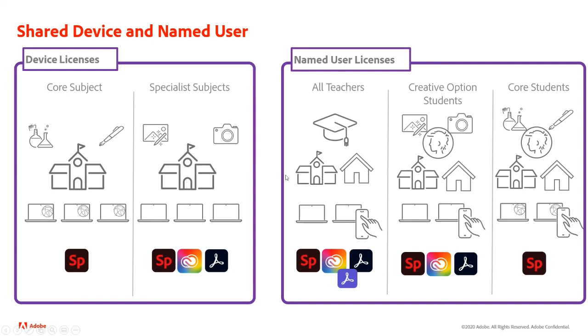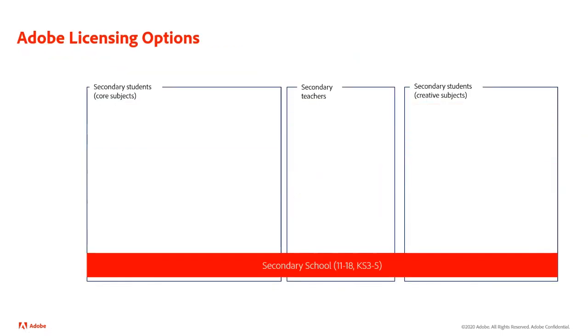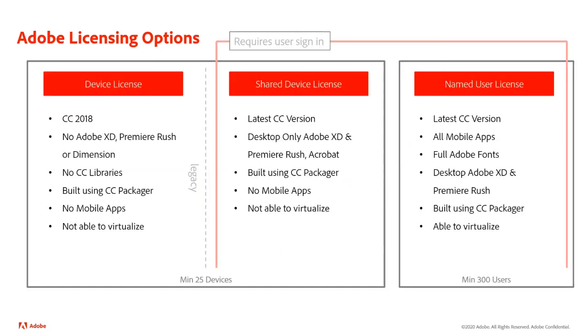As I say, I'll go back to this slide here, just confirming that with the named user license, we do have this option to virtualize the at-home license so they can use it on their own device. And as a school, you don't have to build a package and then send them that file. They can just go to adobe.com and click on sign in and then download the Creative Cloud desktop app.